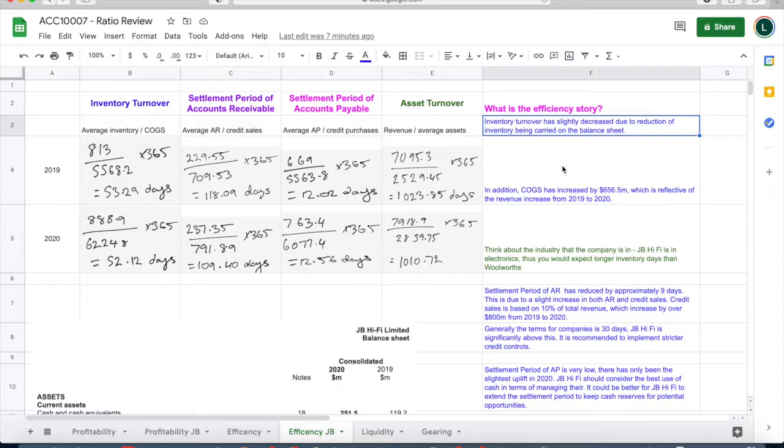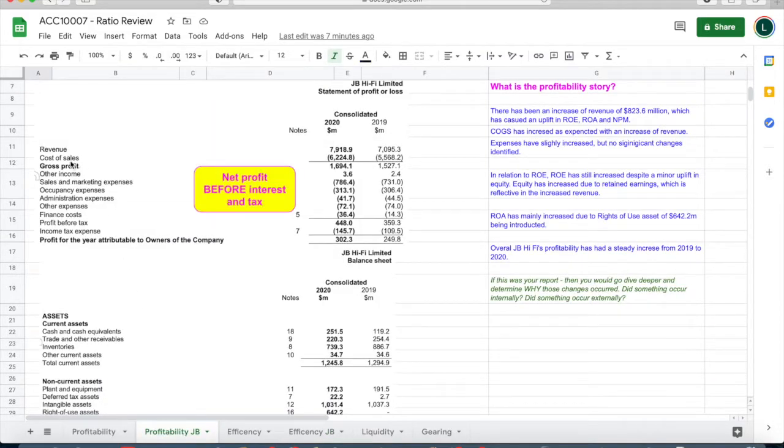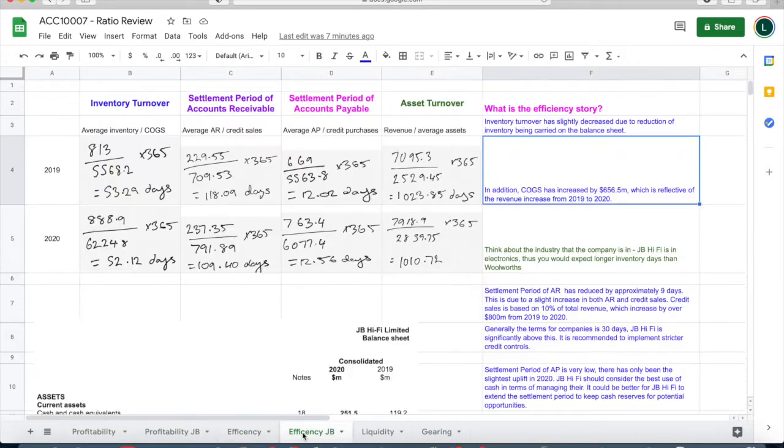So we can see it has gone down. In addition, cost of goods sold has increased by 656 million, which is reflective in the revenue increase from 2019 to 2020. So let's jump over into our P&L. We can see cost of sales here has increased, and that's also the revenue increase. So JB HiFi had a massive increase in sales.